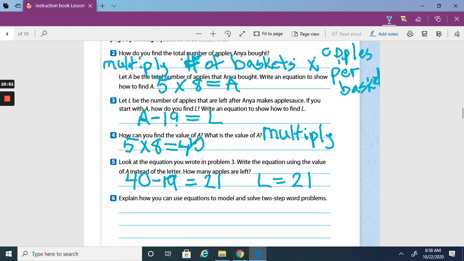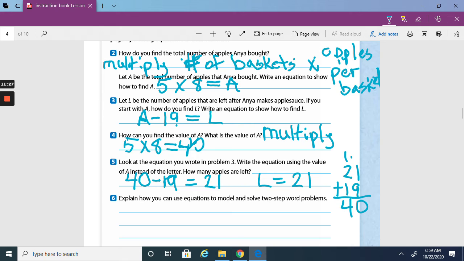Remember, I said that I can always go back and check my answer. This is not something that you have to do, but it's always a good idea to do it. I would do that by adding 21 plus the number of apples used, and I should get an answer of 40. 9 plus 1 is 10. 1 plus 1 is 2, and 2 plus 2 is 4. So I know that my answer is correct because if I put it back together, I end up with 40 apples, which is what I began with.